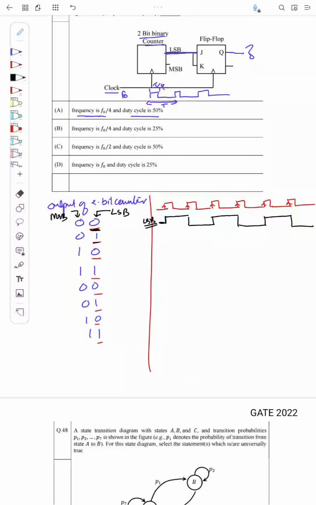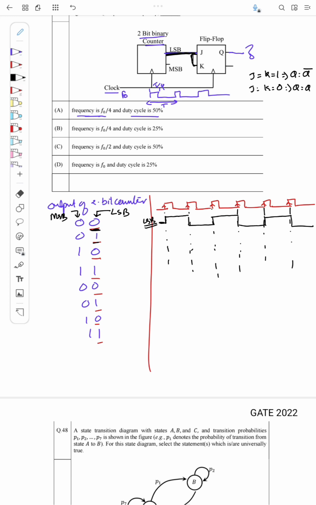This LSB is connected to the input of the flip-flop, and if you see here, the JK is short circuited, so J equals K. When J and K are equal to 1, Q will be equal to Q bar, it will toggle. And when J equals K equals 0, then Q will be the same as the previous Q, right? So definitely the output of the flip-flop will change at the rising edge, but it depends upon what J and K are.